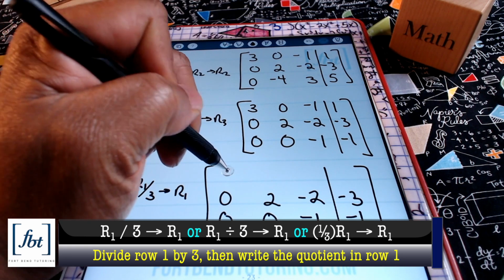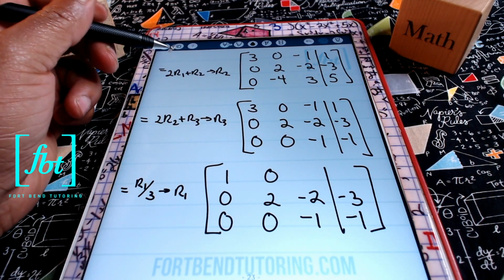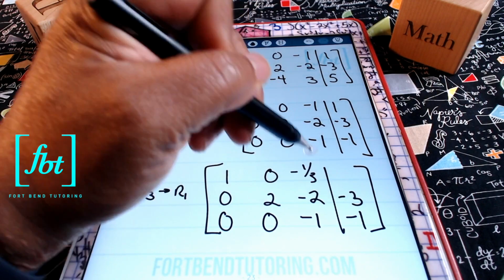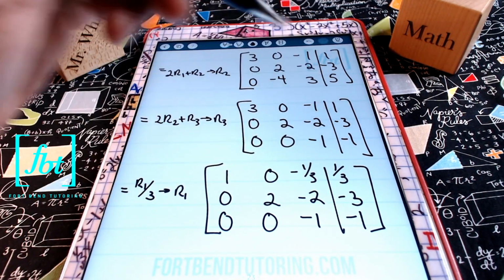3 divided by 3 is 1. 0 divided by 3 is 0. -1 divided by 3 is -1/3. And 1 divided by 3 is 1/3, just like that.